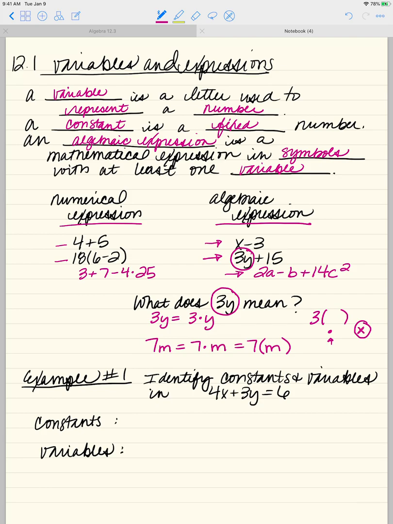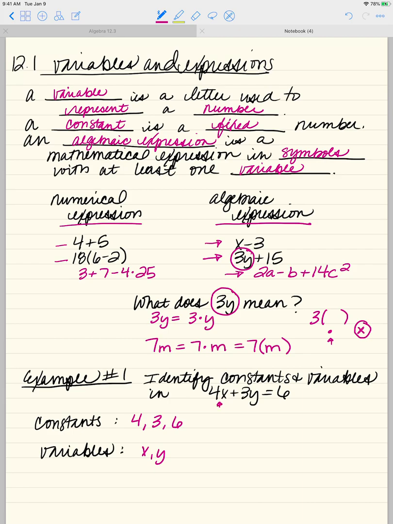Example number 1 says identify the constants and variables in this algebraic expression. 4x plus 3y is equal to 6. Constants are fixed numbers. So the constants, the numbers that are not going to change in this algebraic expression are 4, 3, and 6. Variables, letters that are used to represent numbers, in 4x plus 3y is equal to 6, x and y. This isn't in your book, but really quick, what operations do we have represented in 4x plus 3y is equal to 6?